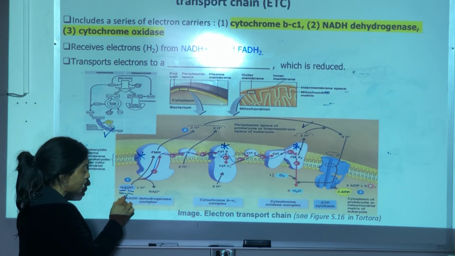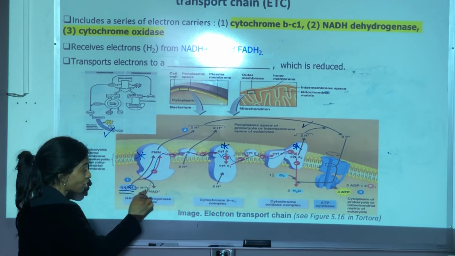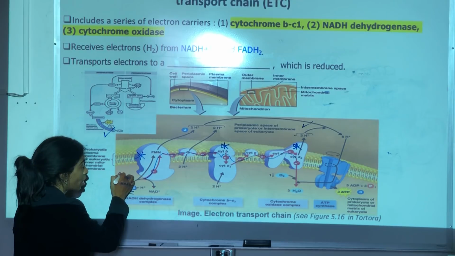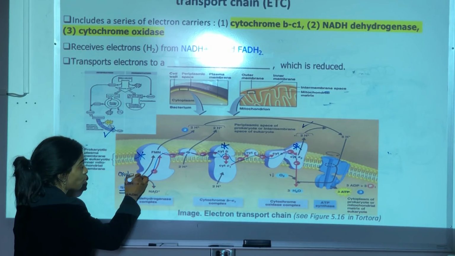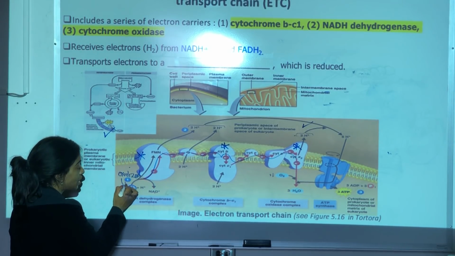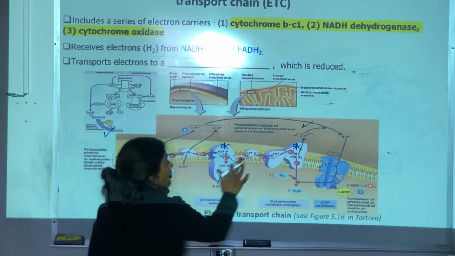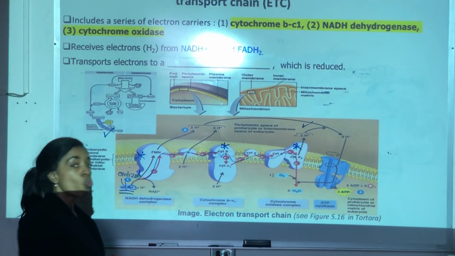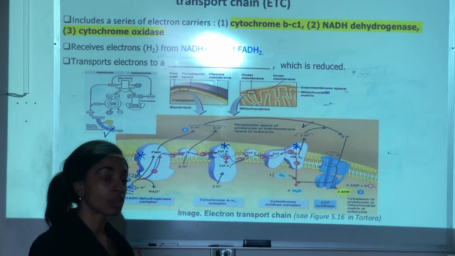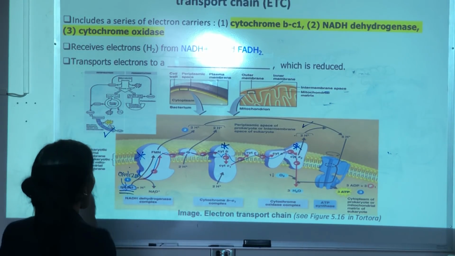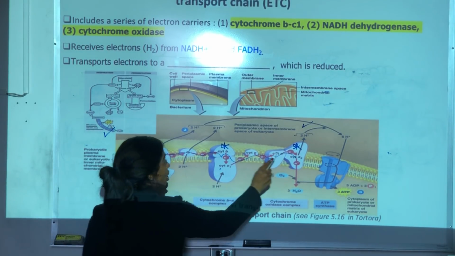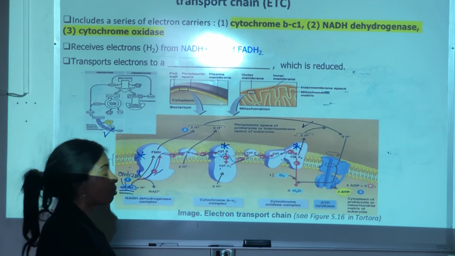Well, if NADH is losing the H, the electron, then it's being oxidized at this point. So NADH is being oxidized. And when it's oxidized, electrons are removed and carried across the membrane. When these electrons go across the membrane, it's going to activate each one of these proteins in the membrane.